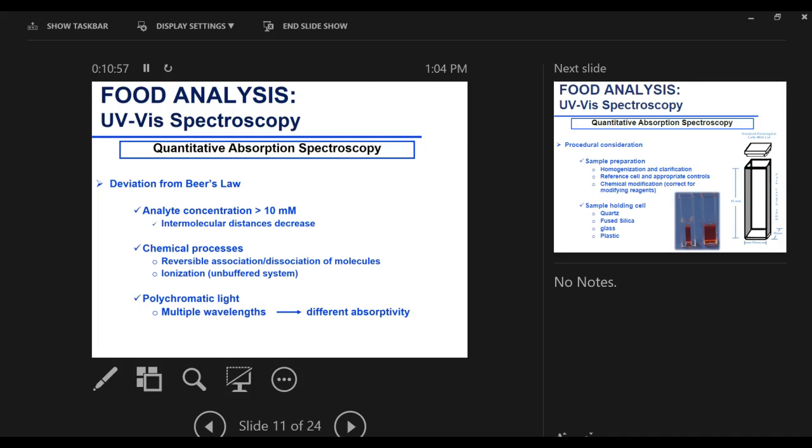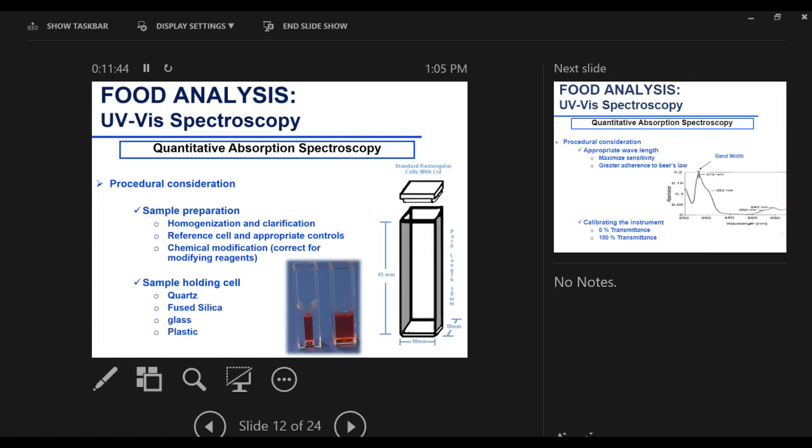Polychromatic light, I think we touched upon that last time, means light that consists of waves of varying wavelengths. When you are measuring concentration, you want to make sure that you have a narrow band of monochromatic light. That means you have one absorptivity. If you have multiple wavelengths, you have multiple absorptivities, and Beer's law only has one absorptivity. So whenever we're calculating concentration, we have to select the wavelength and use that absorptivity in the relationship.